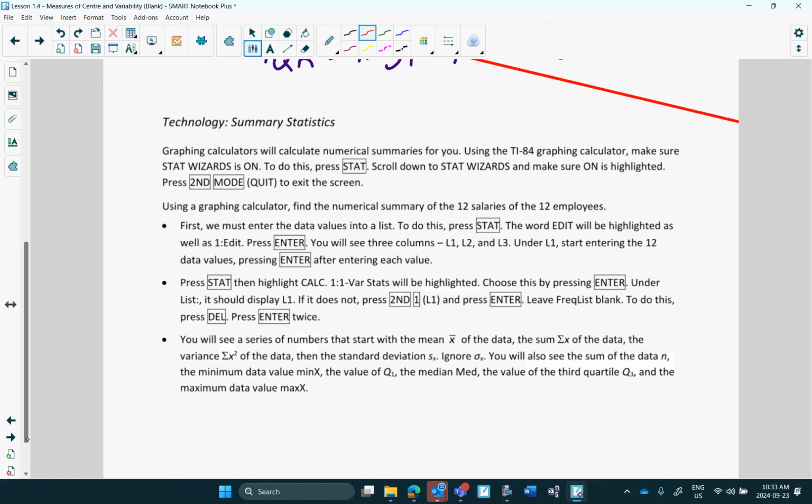Okay, so you're going to see normal, float, radian degree. Scroll down using the arrow keys on the right until you get to Stats Wizard. Stats Wizard. It's one page down. On. Don't worry about that. We'll take it one step at a time. Actually, let's turn that on too. Stats Diagnostics, turn that on as well.